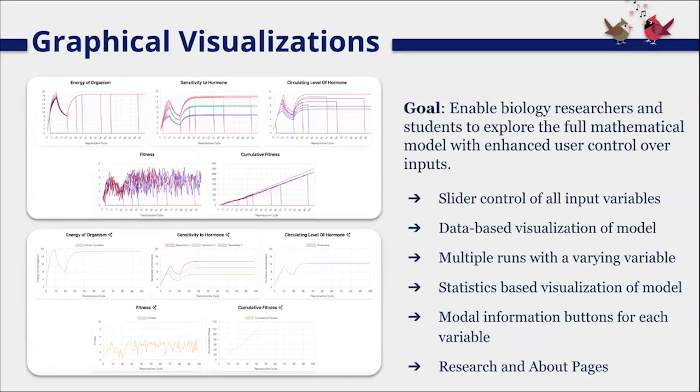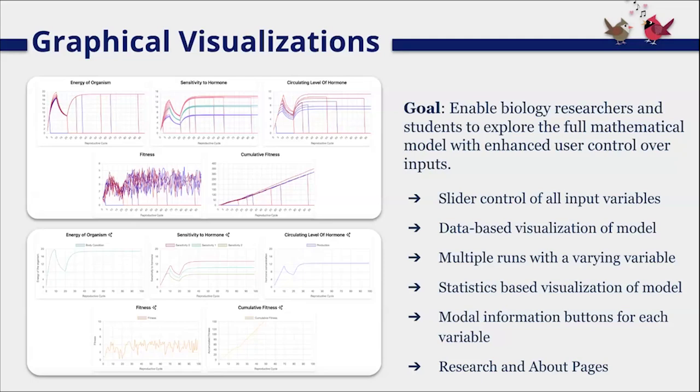The user can mess around with the inputs to see how the model and the graphs can change so that the user can make inferences on how the represented organism behaves. For the multi-run graph, we essentially run the model multiple times. We will go into more detail in the following demo.